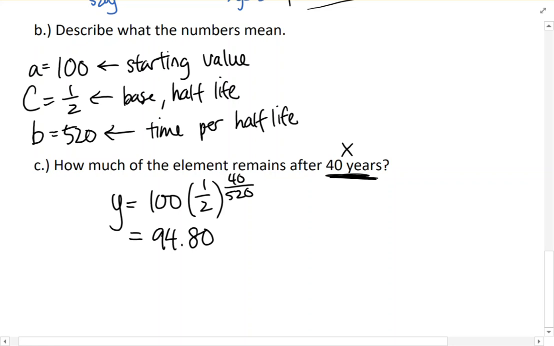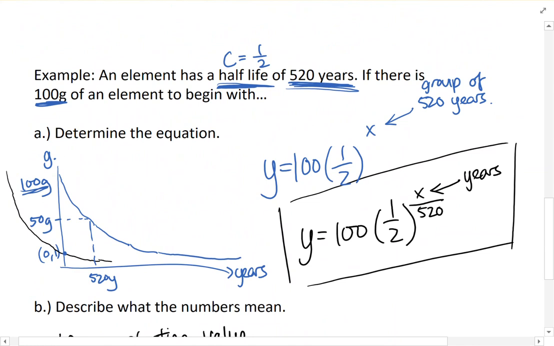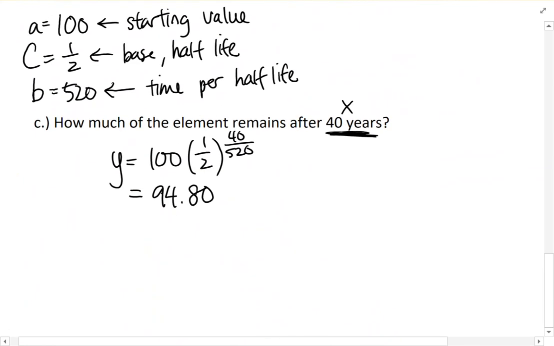Now remember, what does this number actually mean? Well, that's talking about the grams of my element. So grams is the units. And there we go, and that's it for this section.